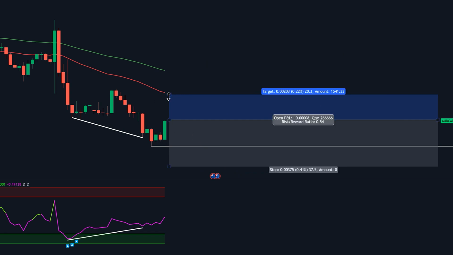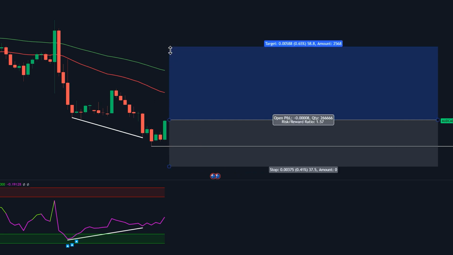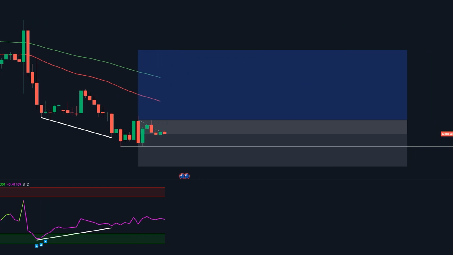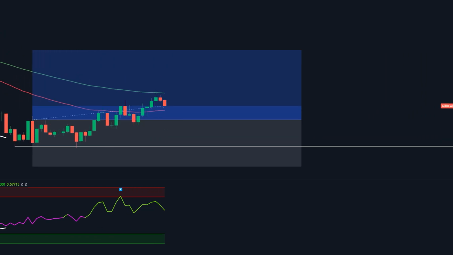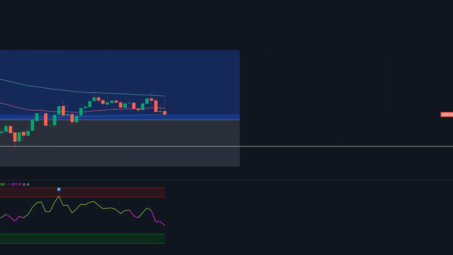The take profit is going to be set at a risk-reward ratio of 1 to 1.5. If we let this trade run, you can see that eventually it was a profitable trade. And of course, to take a short position, you're going to do the opposite of this.